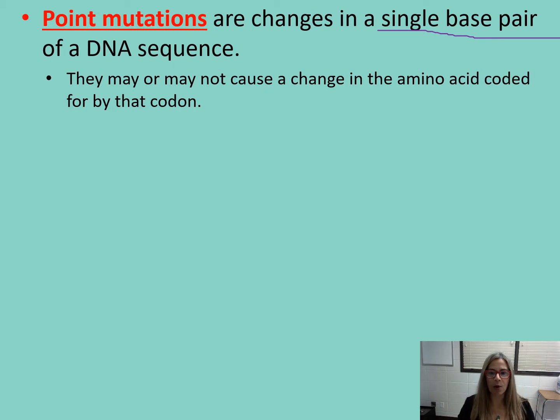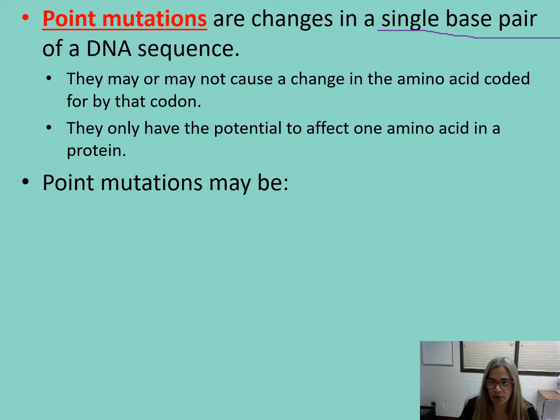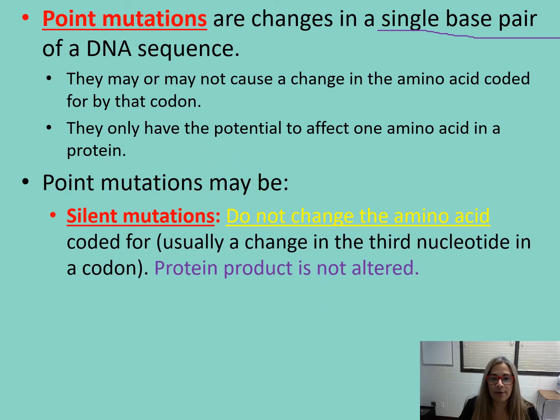They may or may not cause a change in the amino acid coded for by that codon. Remember from your mRNA codon chart, we have that duplication of the triplets that can make the same amino acid. So sometimes the mutation will code for the same amino acid, and therefore the organism in the cell is not impacted. But they only have the potential to affect one amino acid in the protein. So quite often these are not super severe, but they can be of three particular types.